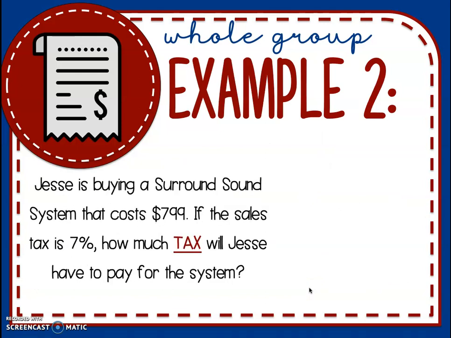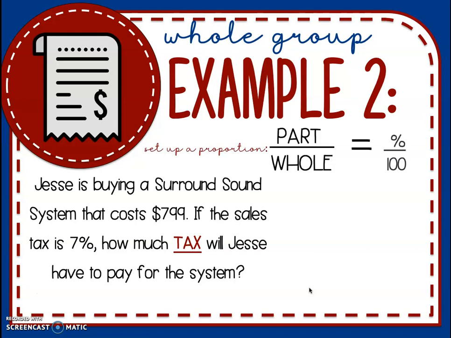It says, Jesse is buying a surround sound system that costs $799. If the sales tax is 7%, how much tax will Jesse have to pay for the sound system? So again, we're going to set up our proportion. Okay, it's a real world problem, so we're going to use part over whole equal to percent over 100. Let's figure out what we know from our problem. We know that the sound system costs $799. So $799 is our whole.